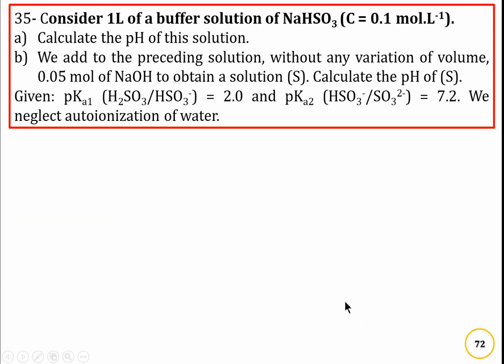Consider 1 liter of buffer solution NaHSO3 of concentration 0.1 mole per liter. Calculate the pH of this solution.